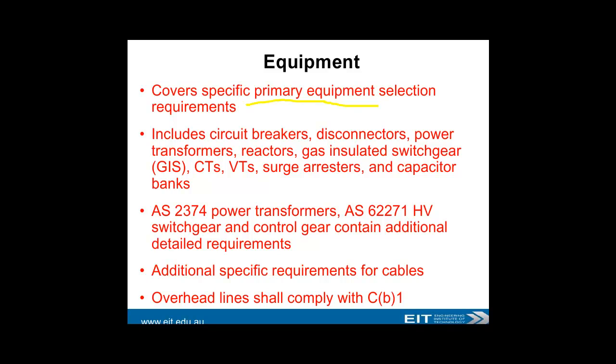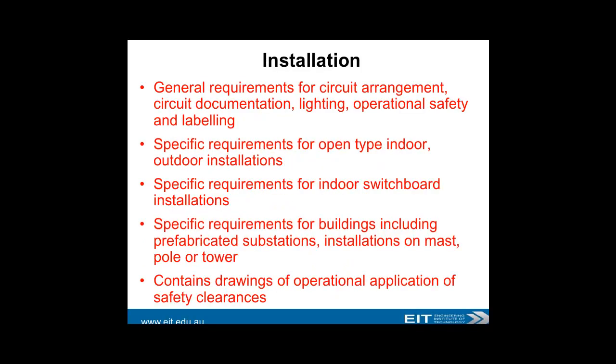It covers specific primary equipment selection requirements, and this ranges across circuit breakers, disconnectors, power transformers, reactors, CTs, current transformers, PTs, voltage transformers, surge arresters and capacitor banks. Obviously you've got other standards which go into more detail on power transformers, such as AS 2374, a really important standard, and IEC 62271, which looks at high voltage switchgear and controlgear. There are also requirements for cables and overhead lines.